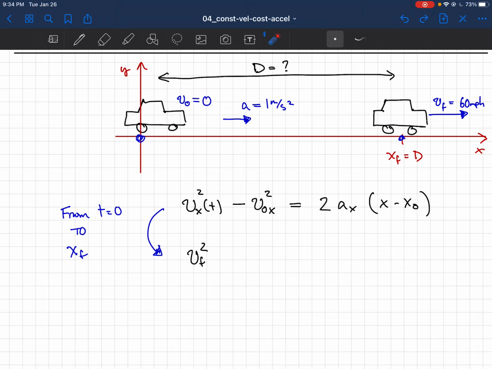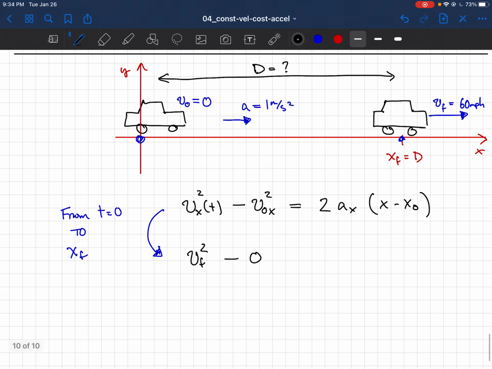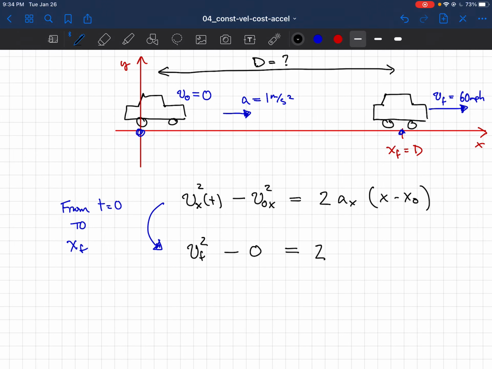v0x, well, we go back and look at the initial moment in time, and we see that our v0 is 0. So we can just write it as 0. Then we have 2 times ax. Well, we look back at our a vector. That vector points in the positive x direction, so its component ax is just a. And finally, we have x final minus x initial. Well, x final is d, and x initial, because of my chosen coordinate system, is 0. So we see that v final squared is equal to 2ad.